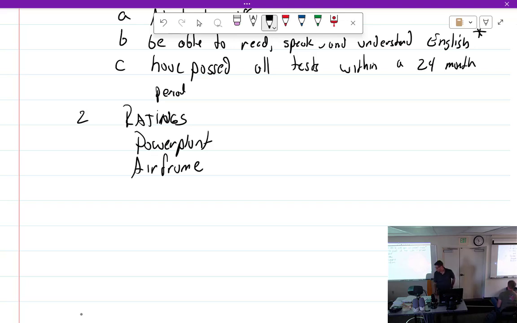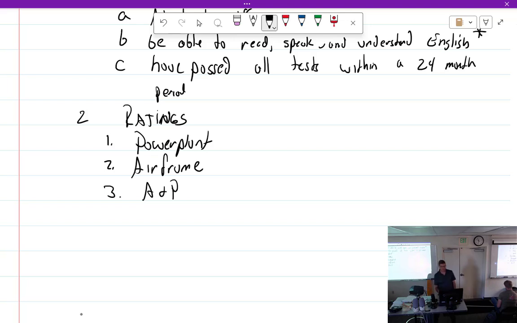It's electricity. All right, so those are, well, there's 3 ratings, I guess, actually. Rating 1 is power plant. Rating 2 is airframe. Rating number 3 would be A&P, airframe and power plant, technically speaking. There are 3 ratings. Why would anybody want just a power plant or just an airframe? You wouldn't. It's not very useful.